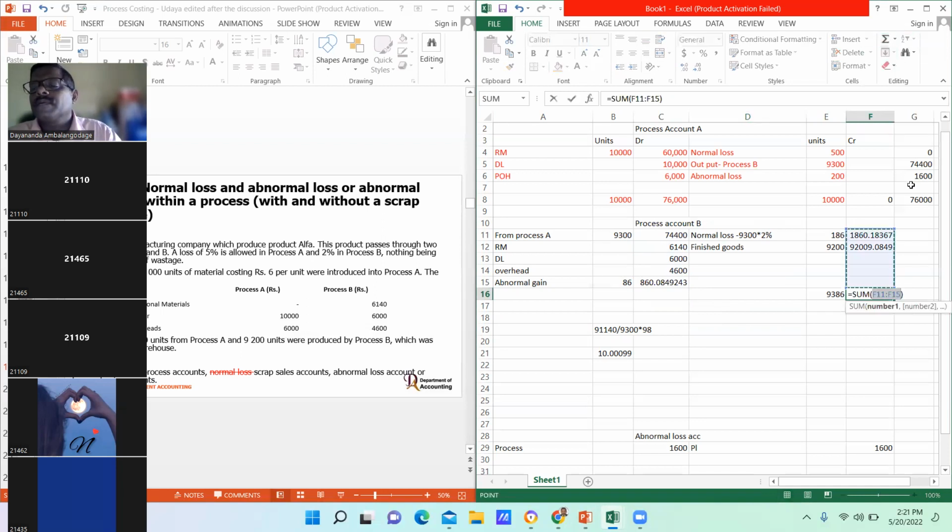So I hope that this account should be tallying. When you take the total, that has to be tallied. No, I'm sorry. For the normal loss, we don't put a value because it's zero now. Scrap value is not there. Can you remember? It's zero. So your account is balanced. No need of putting a value here because there is no scrap value.